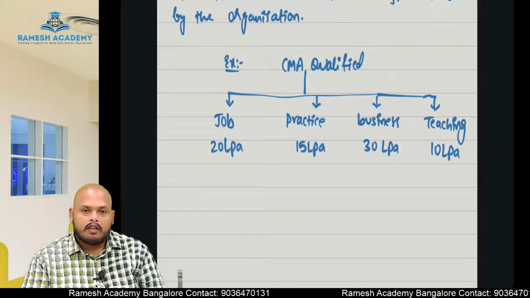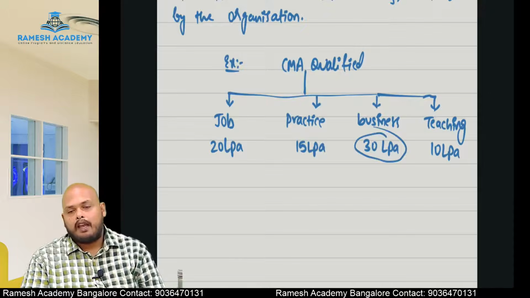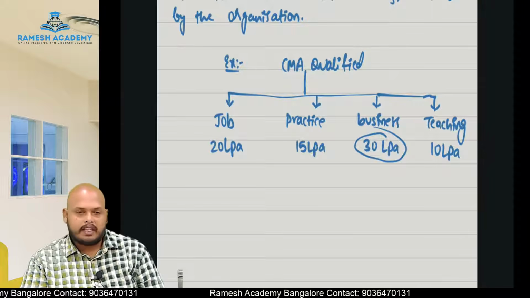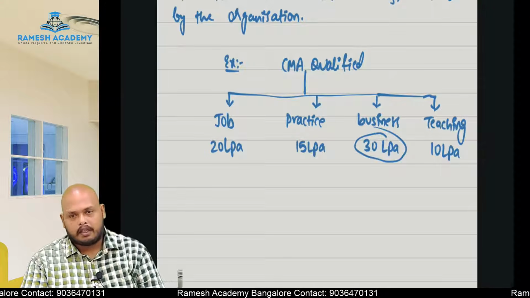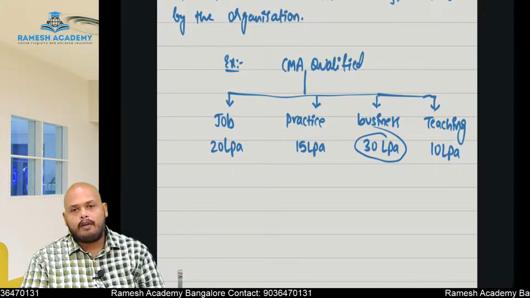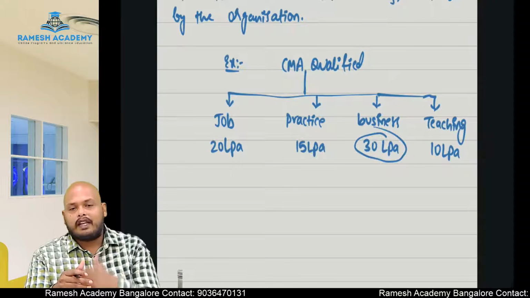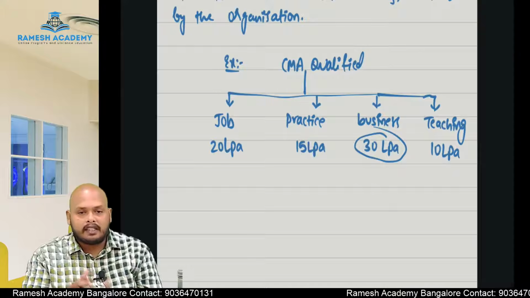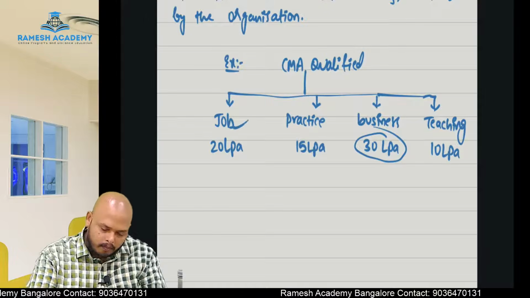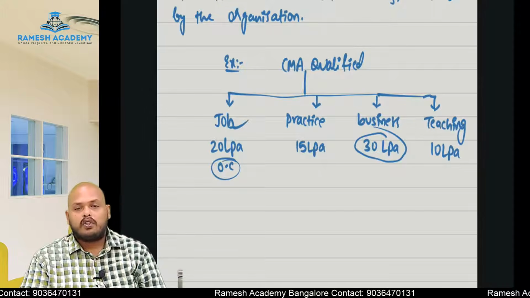Suppose I am choosing business as my option. Why? Because it has the highest income, 30 lakhs per annum. Then what do you mean by opportunity cost, sir? For choosing this best alternative, business, what is the next best alternative I am sacrificing here? The next best alternative I am sacrificing is the job. This job is called the opportunity cost.